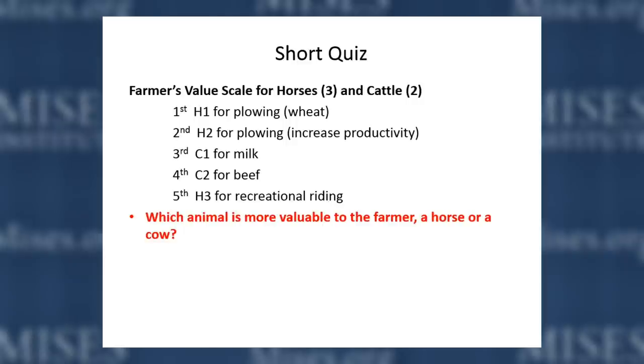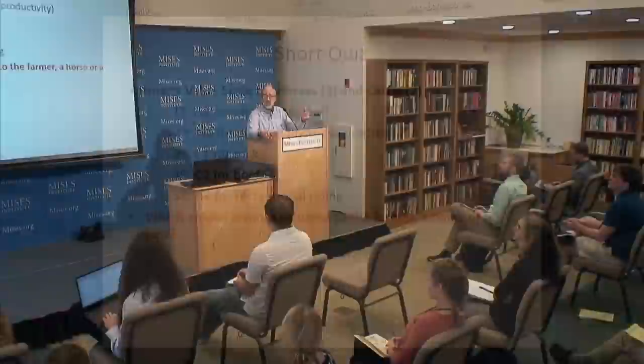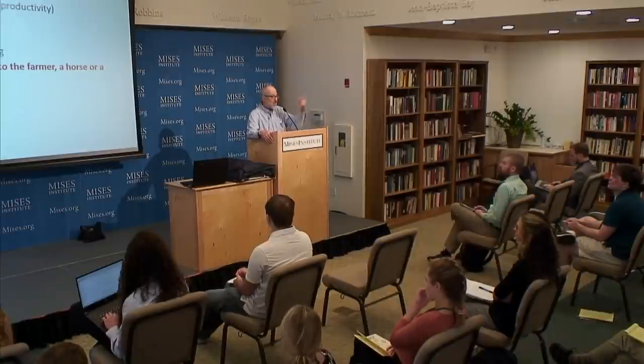okay? So now what happens? Now that you only have two cows and two horses, what happens to the value of the animals? Before, the horse was less valuable than the cow. Now what's true? The cow is less valuable than the horse, okay?